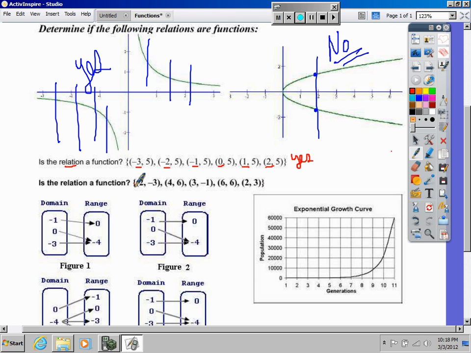The second one, I look at all the x's and I notice there's an x that's repeated, the 2. Now, if the y's are the same, it's okay. But if the y's are different, then it's no longer a function. So this would not be a function because there's two different outputs for the same input.